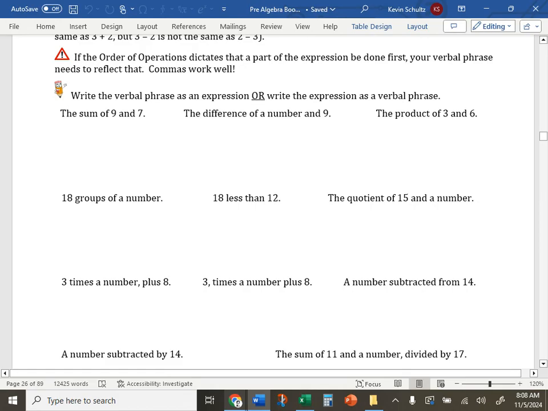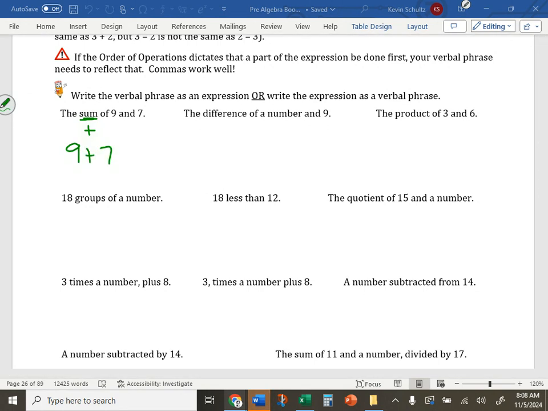So the sum of 9 and 7. What's the key word there that tells you what operation this is? Sum. What does the word sum mean? What are you adding? 9 plus 7. Boom! You don't even have to evaluate it. All we're working for here is just writing this out, recognizing what these words mean and how to represent it mathematically.